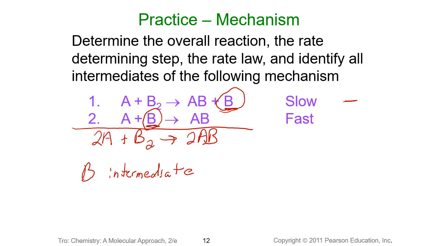The first step is going to be our rate determining step because it is the slow one. Because that's our slow step, it is going to determine our overall rate based on the reactants involved. So our rate is going to equal our rate constant times the concentration of A to the first order and the concentration of B2 to the first order, because it is the same as our rate determining step.